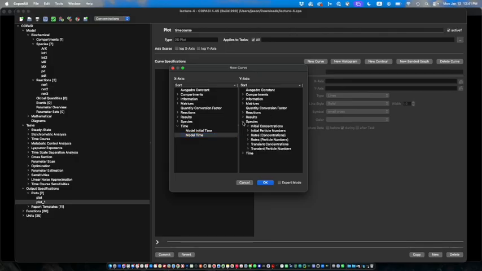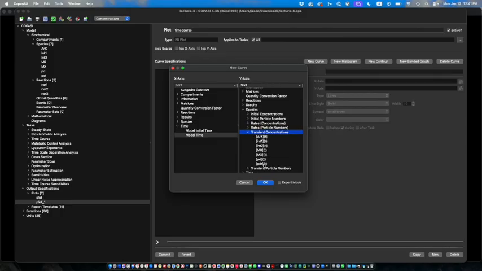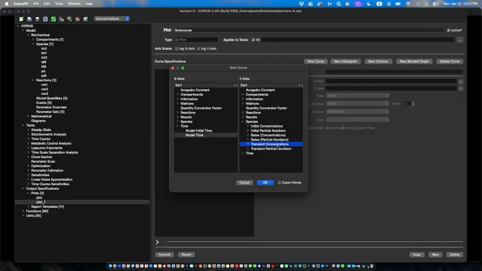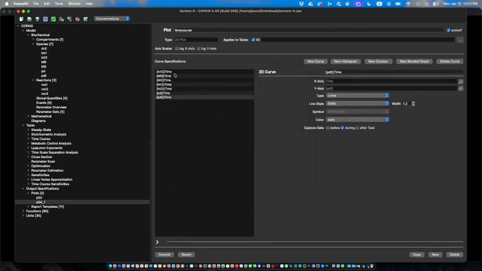Y-axis, I want species, and I want transient concentrations. You can actually go through and pick one by one what you want to plot, but I'm just going to highlight transient concentrations. What that does is, in one click, it will now do every concentration versus time pairing for whatever intermediates and whatever species you have.